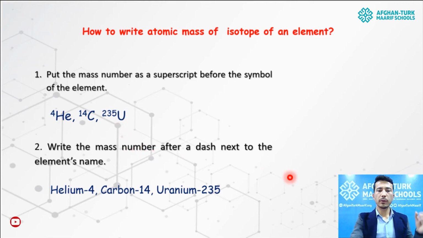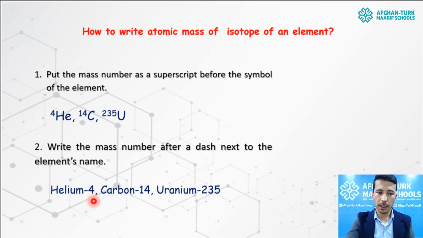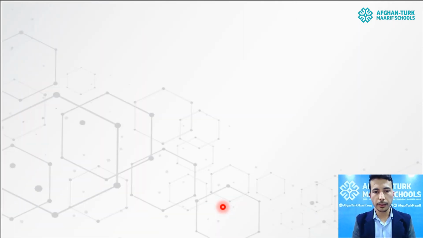What's the next technique? Then we can write the isotope by just writing the full name of the element, then giving a dash, and then writing the mass number, like helium-4, like carbon-14, like uranium-235. Yes, very easy.